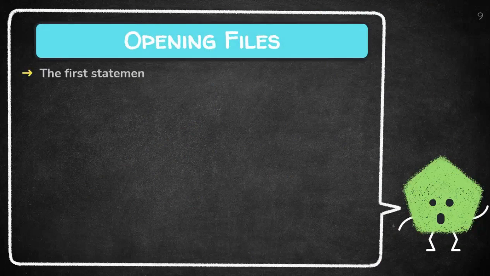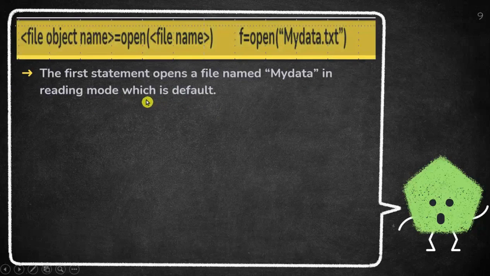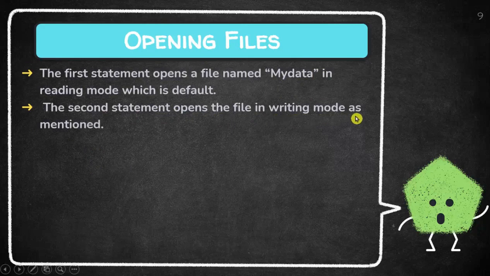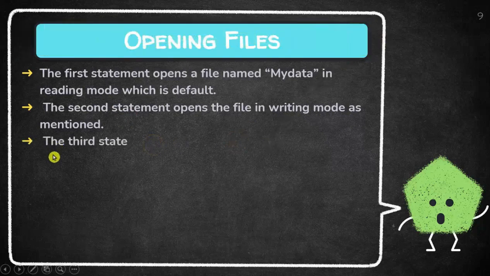Now the first statement opens a file named mydata in read mode, which is default. Here I have not mentioned any access mode, so by default it will take the read mode and it will search the mydata file in the local directory of Python. Now the second statement opens the file in write mode, as mentioned. So here the file will open in write mode because I have mentioned it. This point is also very simple. And the third statement opens the file from a specified path.